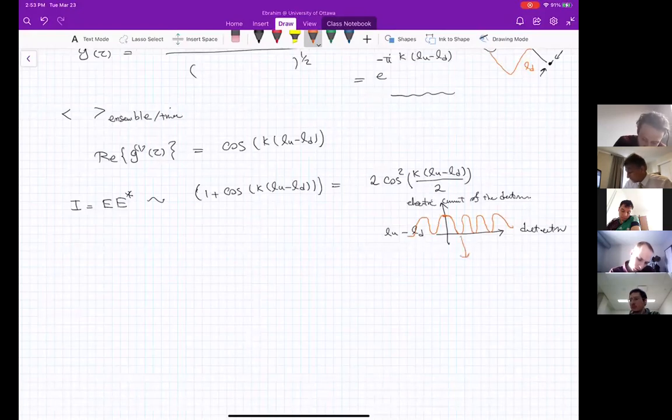So this region is where you have LU minus LD equal to K divided by 2 equal to pi divided by 2. So this is essentially 2 pi divided by 2. 2 goes away, pi goes away. Then LU minus LD is equal to lambda divided by 2.